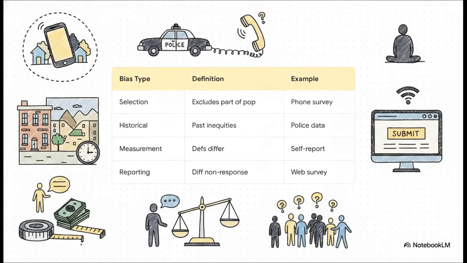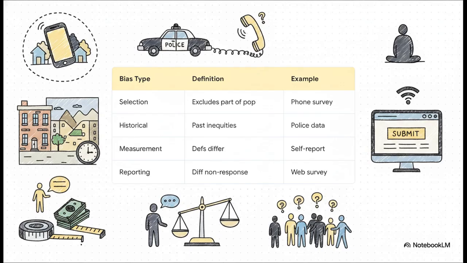A massive part of that structural integrity is acknowledging bias. Every dataset has bias, period. Your job as a computer scientist is to name it, not pretend it doesn't exist. Consider this your cheat sheet. Selection bias systematically excludes people, kind of like a phone survey missing households without landlines. Historical bias reflects past systemic inequities. Think of policing data showing where officers were historically sent, not necessarily where all incidents actually happen.